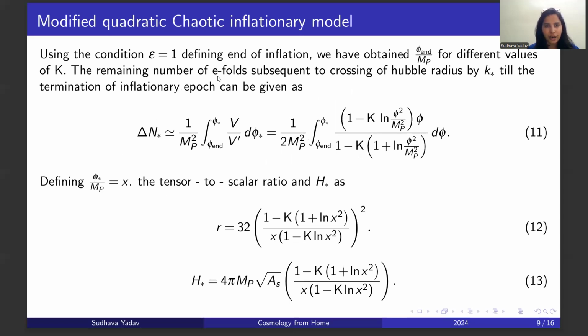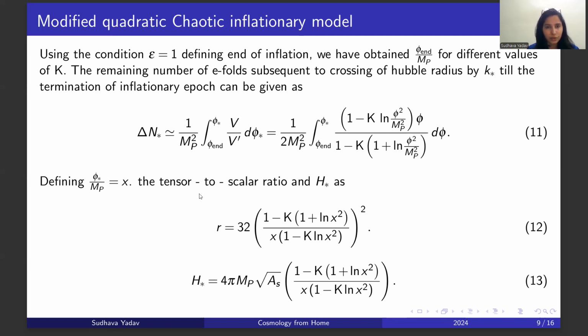Here, for the end of inflation, the condition we will be using is that the first slow-roll parameter epsilon equals 1. By using that condition, we can obtain the value of phi end, and we will use that value here to get the remaining number of e-folds from the crossing of the bubble radius by k star to the termination of the inflationary epoch. The k star is, just like we have used a normal k, this is k star, same thing.